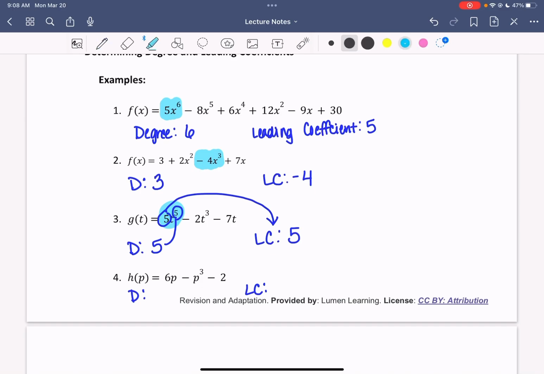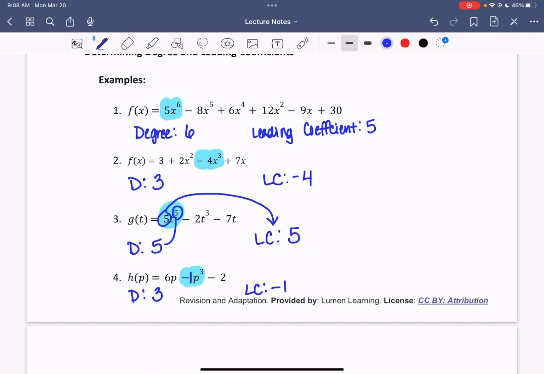Next, we look for our highest exponent. So that would be a cubed, so a 3. Now, this is an assumed 1 here, so our leading coefficient would be -1. And you'll have some homework problems like this where you just identify these individual pieces.